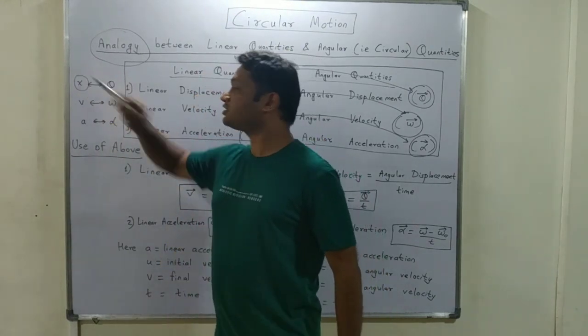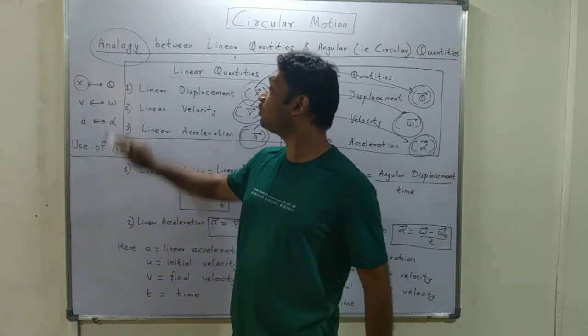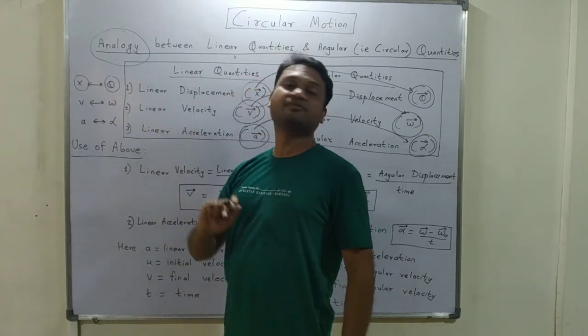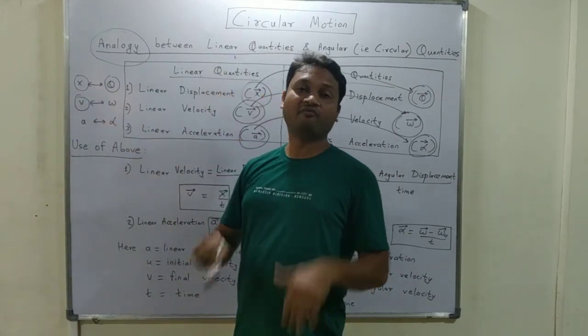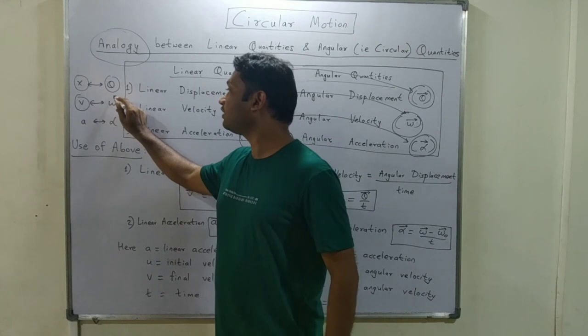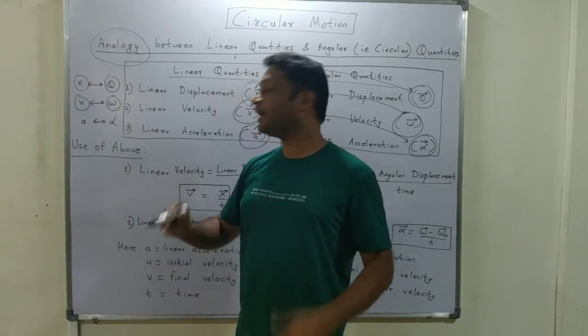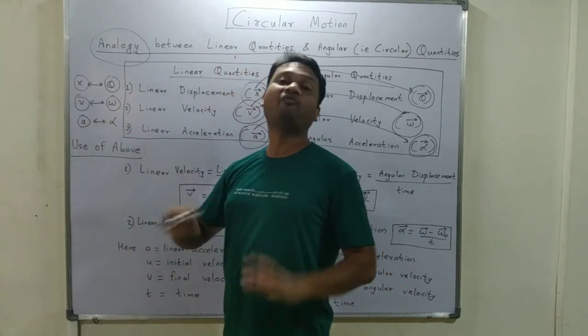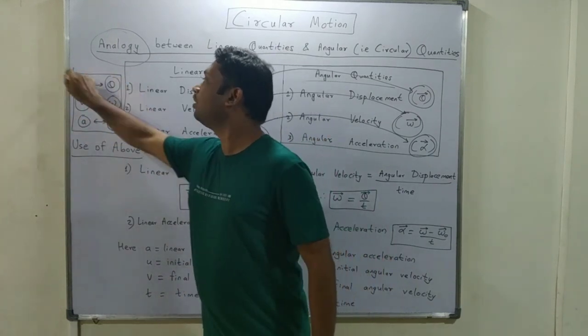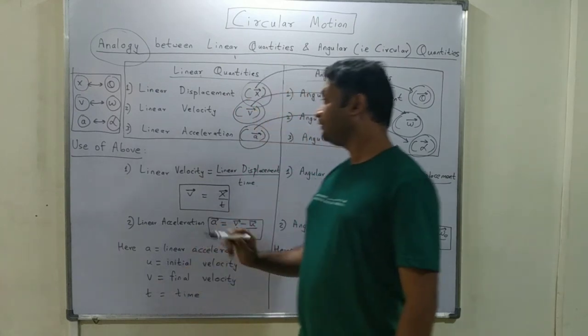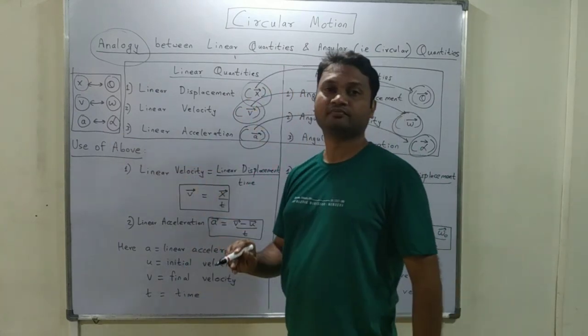जहां जहां linear displacement x हो वहां पे हम लोग को सर्कुलर मोशन में एंगुलर डिस्प्लेसमेंट थीटा डालना है। जहां जहां लीनियर वेलोसिटी v है वहां सर्कुलर मोशन में एंगुलर वेलोसिटी ओमेगा। जहां जहां लीनियर एक्सेलरेशन a है वहां सर्कुलर में एंगुलर एक्सेलरेशन अल्फा। ये हम लोग को रट लेना है। नाउ हाउ डू वी यूज दिस एनालॉजी?